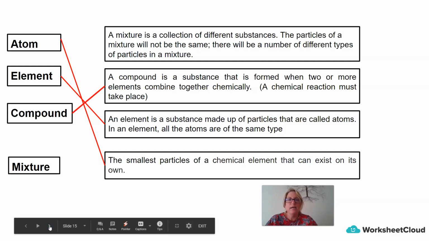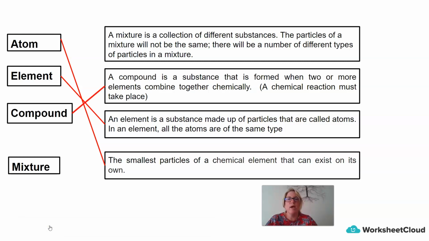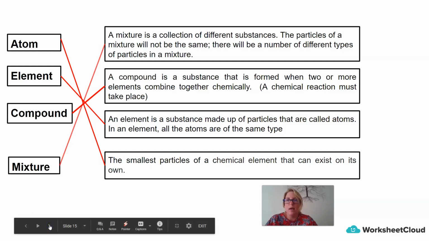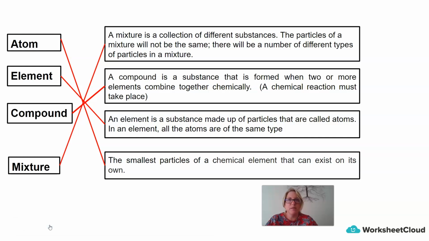A compound is a substance that is formed when two or more elements combine chemically, and a chemical reaction must have taken place for a compound to form. And a mixture is a collection of different substances. The particles of a mixture will not be the same, and there will be a number of different types of particles in a mixture. Now, this slide has come from one of our early lessons where we looked at atoms, elements, compounds, and molecules. So if you've only joined our lesson now, please go back into our previous lessons and have a look at some of the work that we have covered this term.